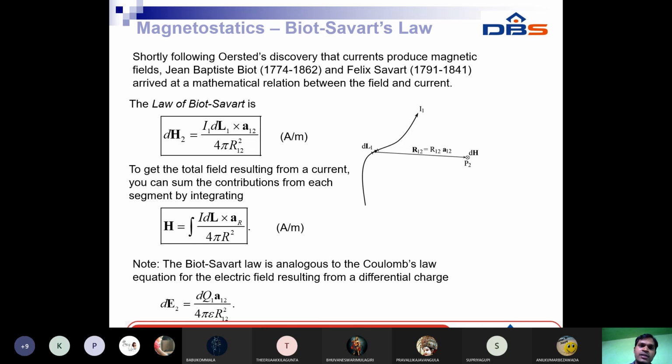For all these charges, the Biot-Savart law is applicable. What will be the magnetic field intensity for a line charge, what will be the magnetic field intensity due to the surface charge, and what will be the magnetic field intensity at a point due to the volume charge? These are the three applications we need to see with the help of the Biot-Savart law. So have you understood the importance of the Biot-Savart law?